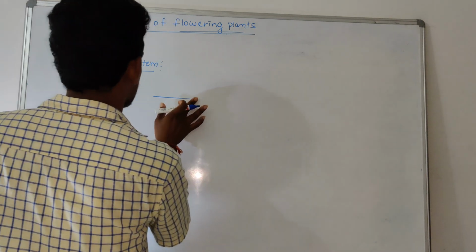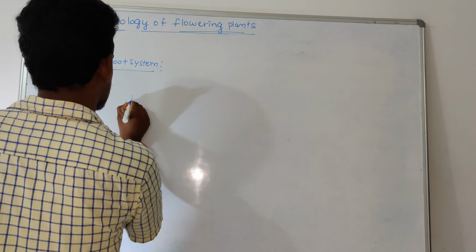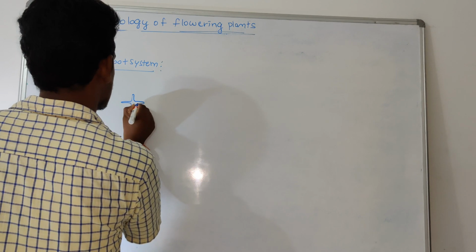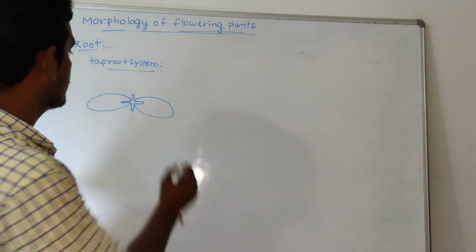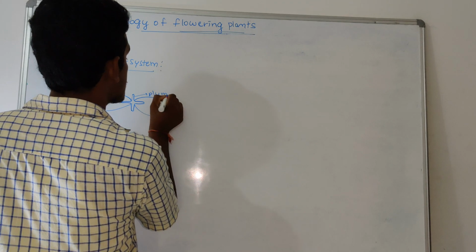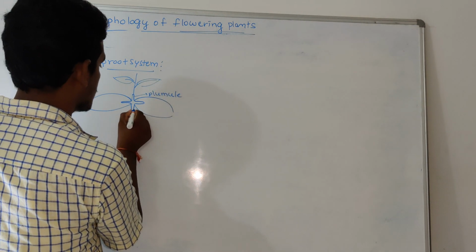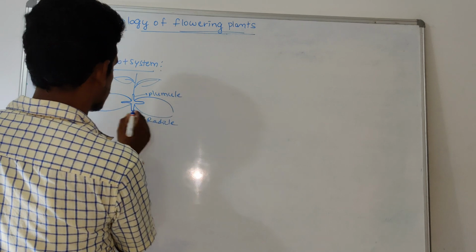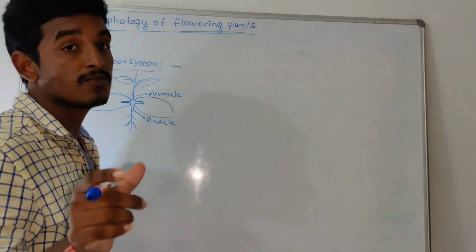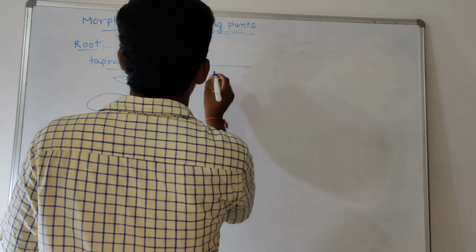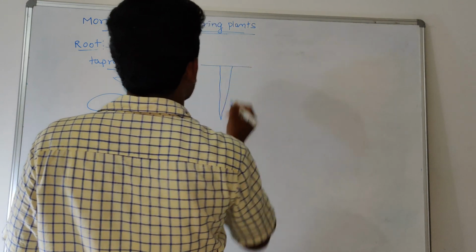See, if you look at a dicotyledon seed, there is a plumule, which gives the shoot, and a radicle, which gives the roots, right? So in the tap root system, the main root is present. Where does the main root come from? It comes from the radicle. So here the main root is present.